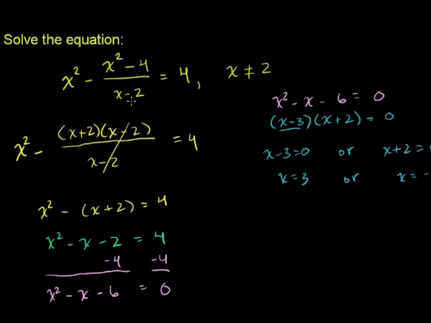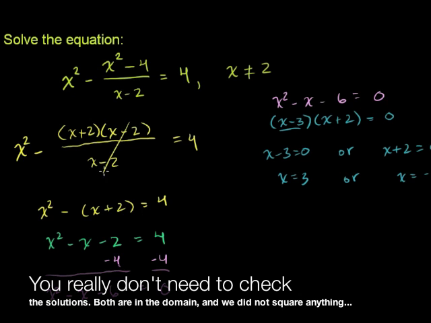And let's apply them into this equation to make sure that they work. Because these are solutions to essentially the situation where we got rid of the x minus 2. Maybe it had some type of side effect. So let's just make sure that both of these actually work in the original equation. So let's try x is equal to 3 first.